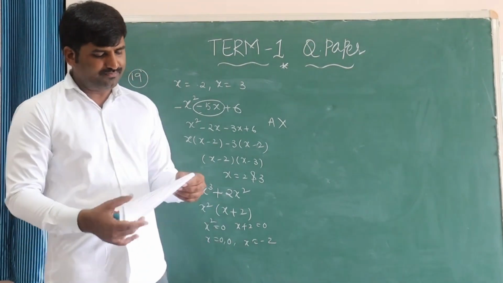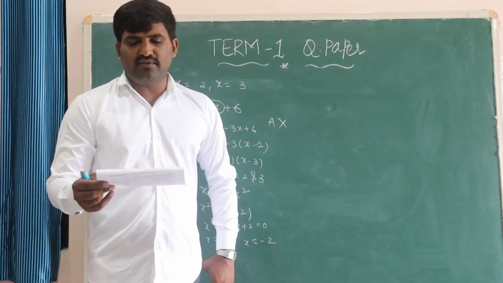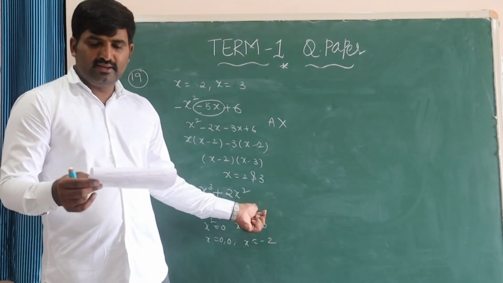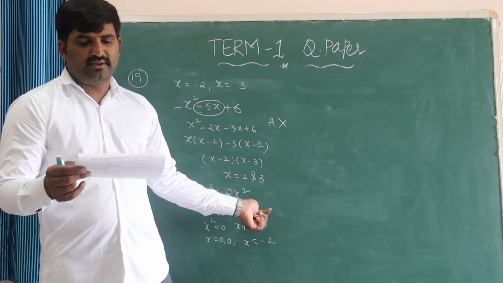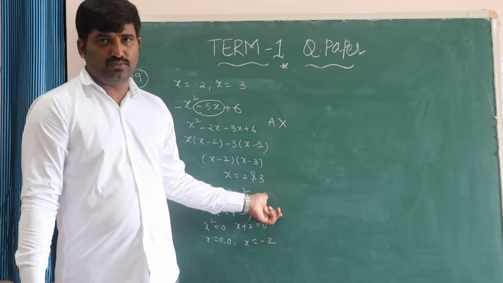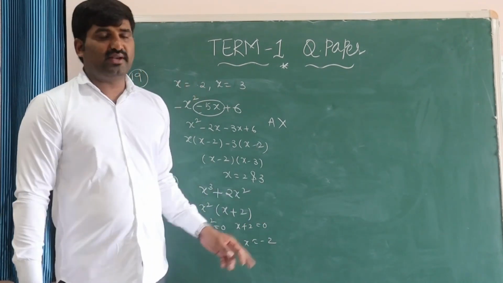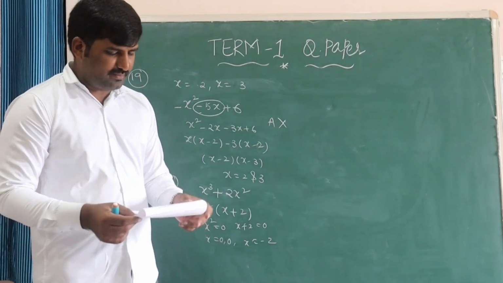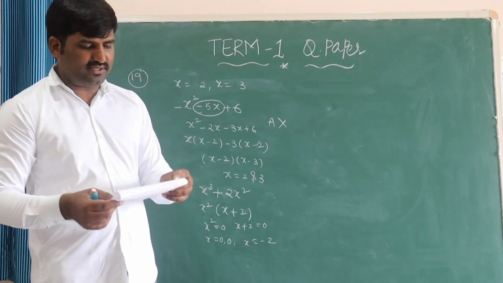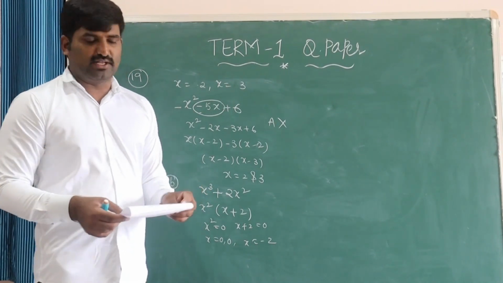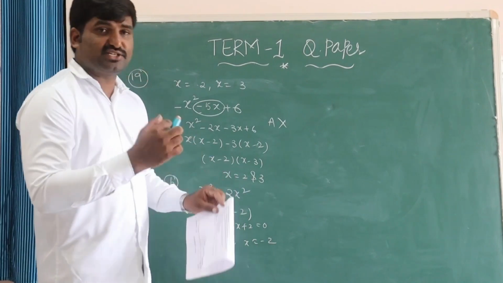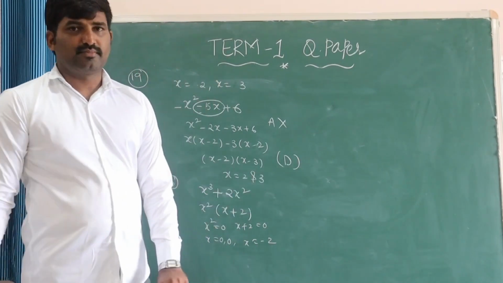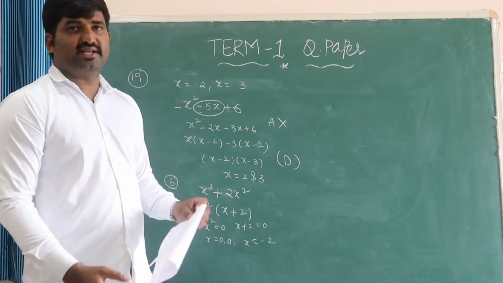Now come to the option. Reason. If two of the zeros of cubic polynomial are 0, then it doesn't have linear and constant term. It is true. So for the 19th one, assertion is wrong and reason is true. Now go to the third option. Assertion is true but reason is false. So this assertion is false, right? So option D. Option D is the correct answer. Assertion is false and reason is true.